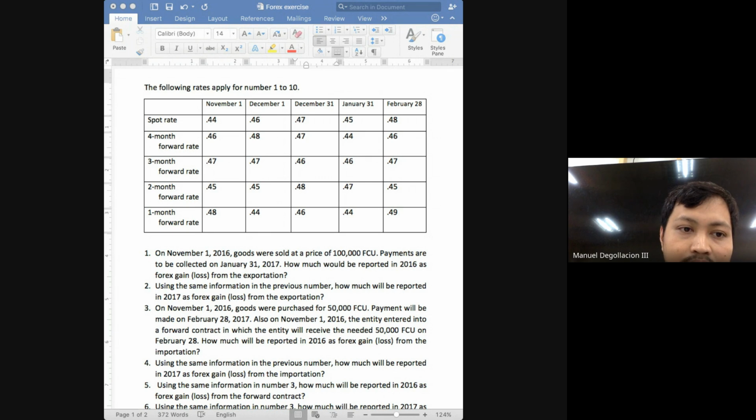Loss. And then what if your accounts payable increases? So what was the one I mentioned earlier? Accounts payable increase, and then it's a loss. Next, what if your accounts payable decreases? Obviously, it will be a gain.